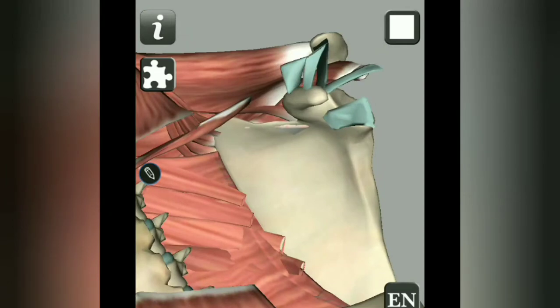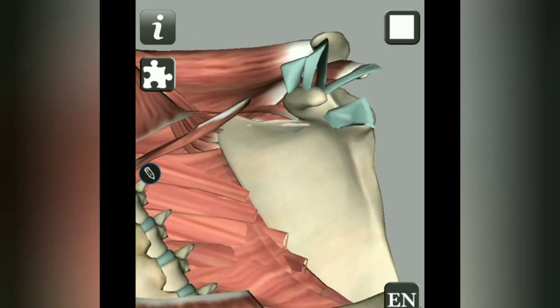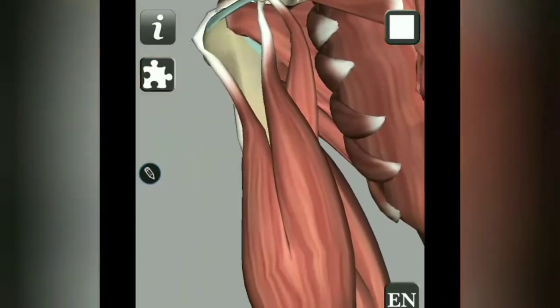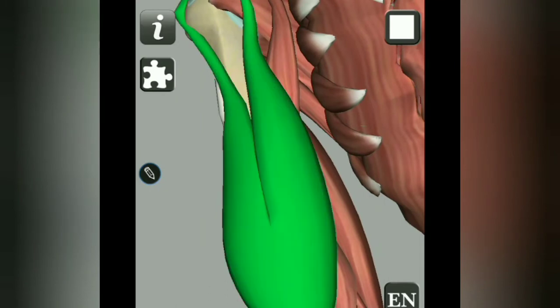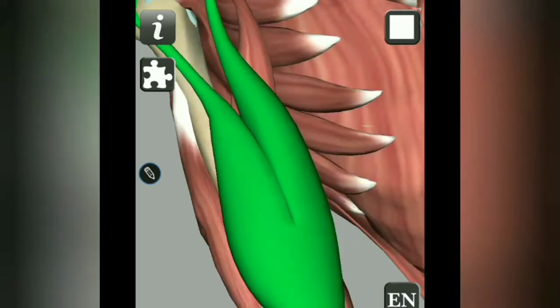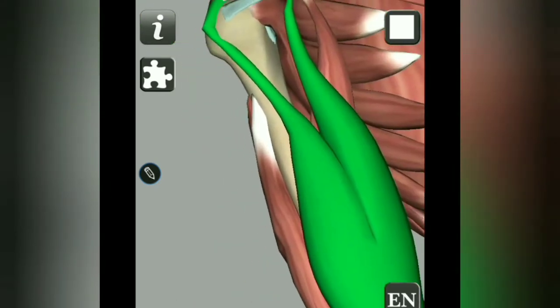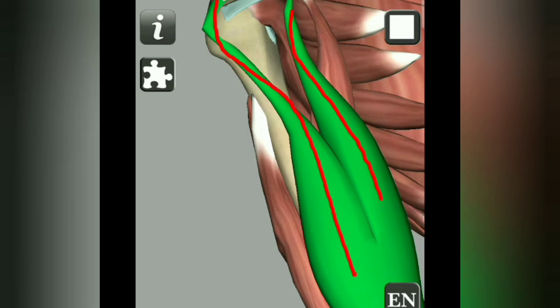So now let's move to the seventh attachment, that is the long head of biceps brachii. This one is the long head of biceps brachii, and this one is the short head of biceps brachii. So the long head arises from the supraglenoid tubercle. Earlier I have told you about the supraglenoid tubercle, which is present superior to the glenoid cavity.